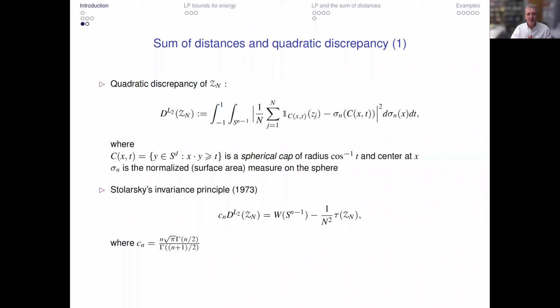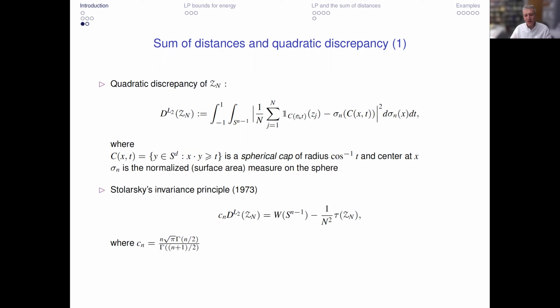As a remark, let us recall the quantity called quadratic discrepancy of spherical codes, which is related to the sum of distances, as we shall see in a moment. What is quadratic discrepancy? Let us define a spherical cap. A spherical cap is a metric ball on the surface of the sphere. So it has center at x, and it is formed of all the points y whose inner product with x is at least t. So the cosine is t of the angle. So a spherical cap of radius inverse cosine of t and center at x.